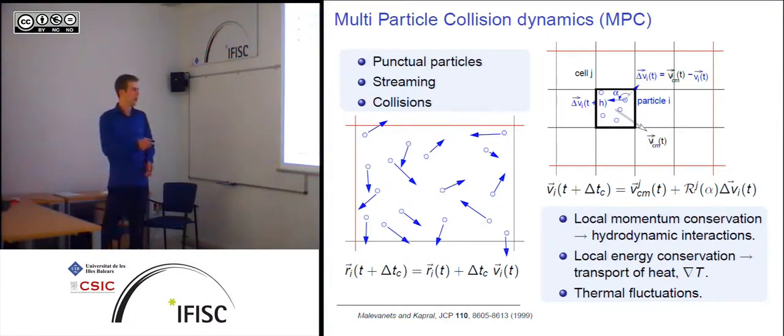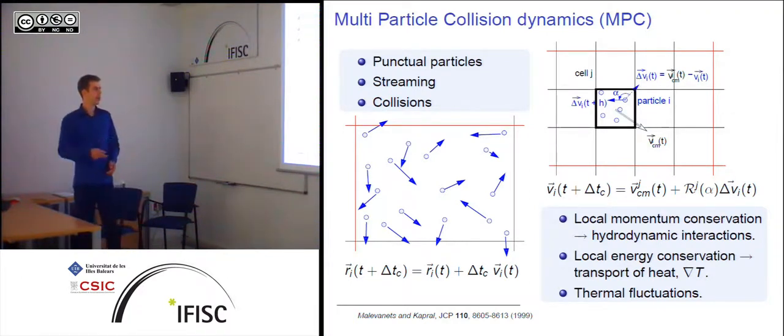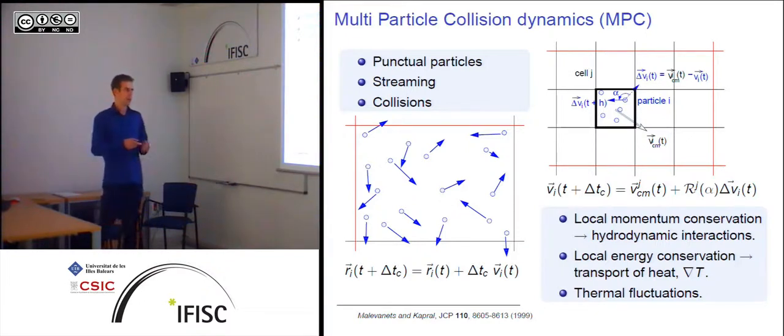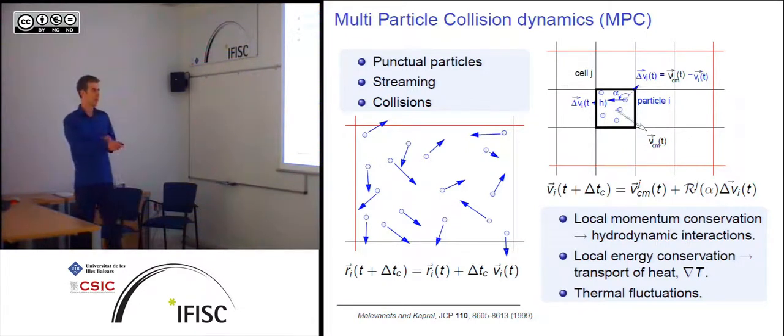And also an additional feature this method has is that it includes thermal fluctuation. That means local fluctuations of the temperature, but also of the density of particles in each of the collision boxes.